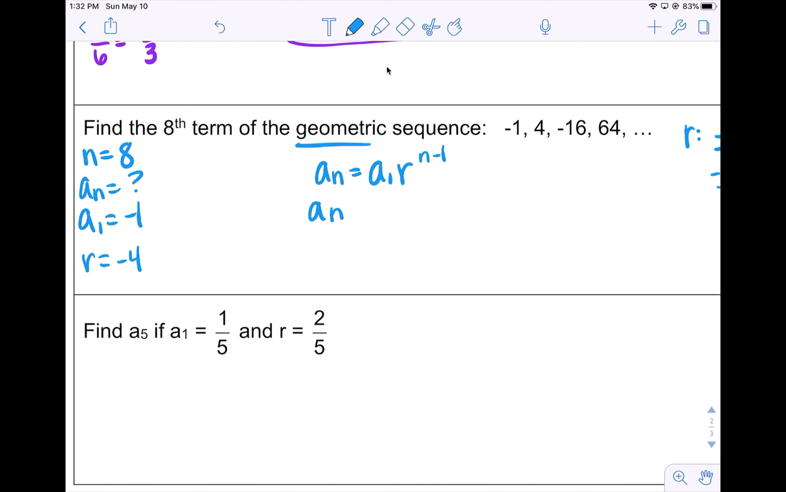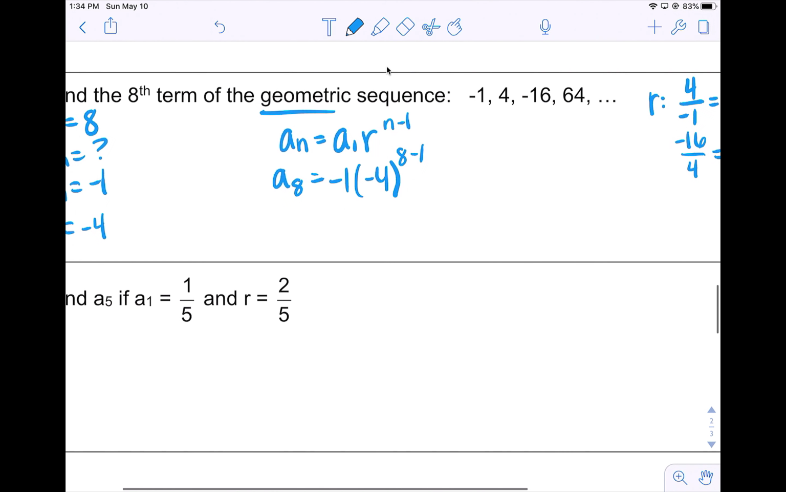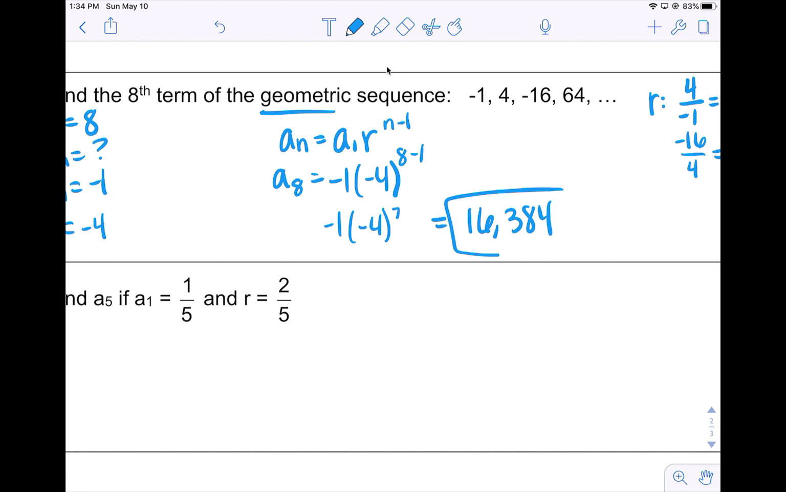So a sub 8 is going to be negative 1 times negative 4 raised to the 8 minus 1, which we would simplify to 7. So that would be negative 1 times negative 4 to the 7, and that simplifies to 16,384. If you have a normal calculator, you could just plug that in. If you have a phone calculator, remember you can do exponents by turning your phone to the side. So I would type in negative 4, raise it to the 7, and then multiply it by that negative 1.